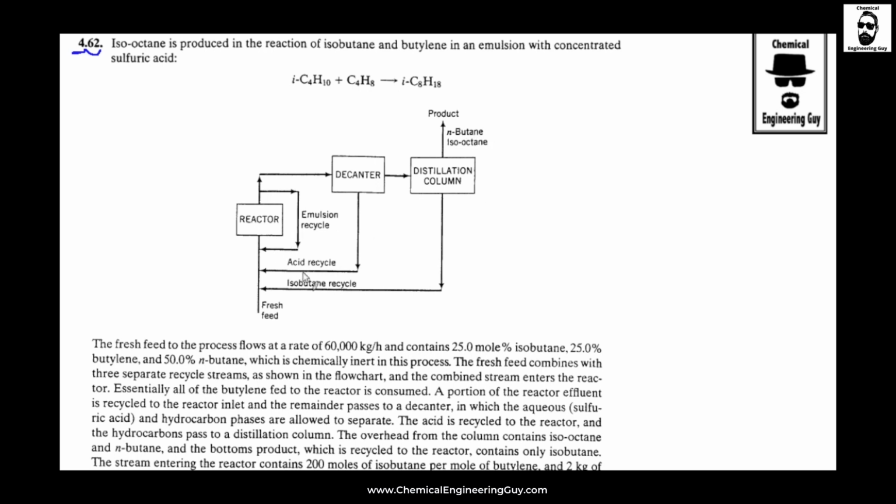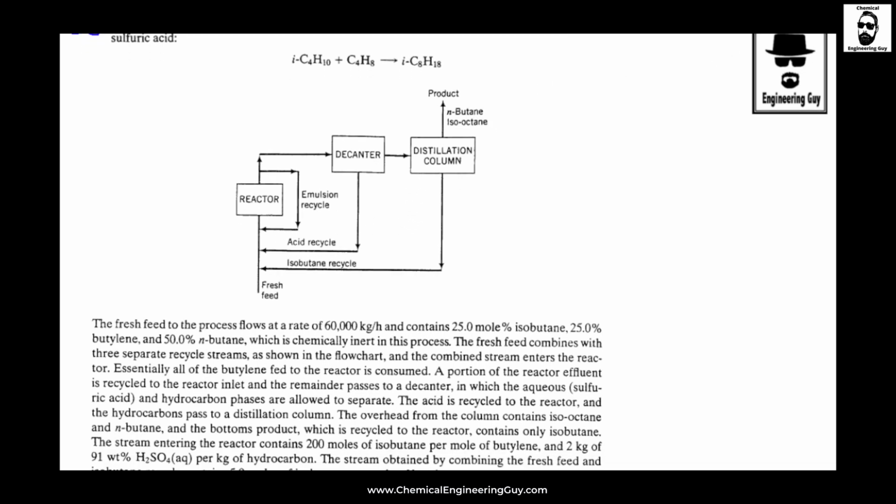So here's the diagram. It's kind of, let's say, complex. You have fresh feed, then you mix it with the isobutane recycle, which comes from this distillation column, and then you mix it with this acid recycle because you're recovering acid, and then it enters this other mixing point where you're going to recycle the emulsion of this reactor. Once you have the emulsion, the acid, and the isobutane, you feed it to the reactor, you make the reaction, and once again you split it for the emulsion.